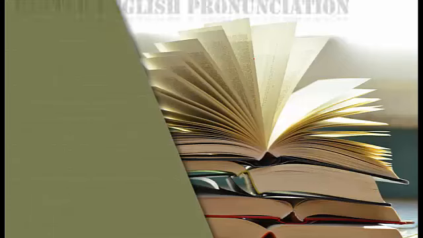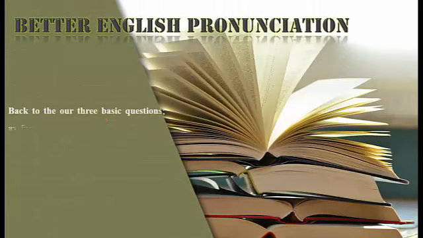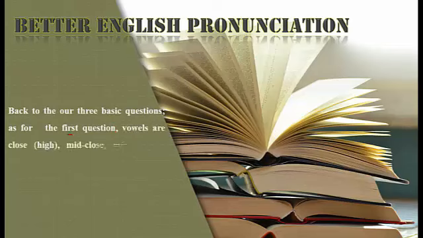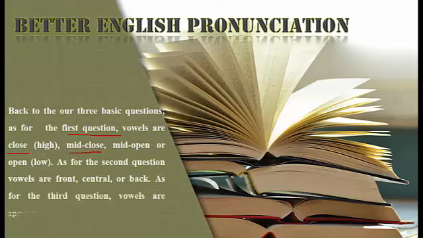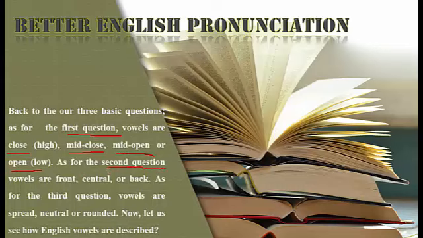Let's get back to the three basic questions that we raised earlier. As for the first question, vowels are categorized according to 4 vertical points: close, mid-close, mid-open, or open. As for the second question, vowels are categorized according to 3 horizontal points, and those points are front, central, or back. As for the third and last question, vowels are categorized according to the shape of the lips, and the lips can take different shapes ranging from spread, neutral, or rounded. With that being said, now you are more than ready to start the description of the vowel sounds.